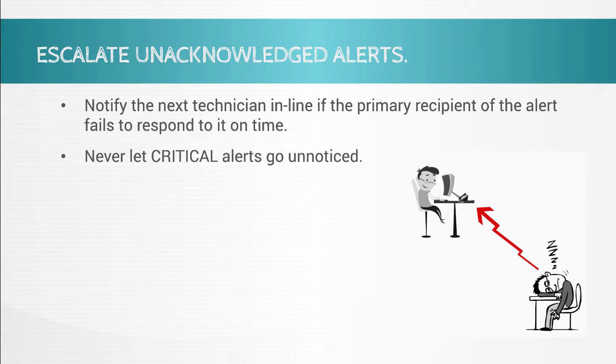To help you keep track of critical alerts, we have a feature called escalation policies where you can escalate the unacknowledged alerts to higher levels and respond to the alerts at the right time. So in escalation policies, you can notify a primary recipient first, and if they fail to respond to the alert, you can notify the next technician in line. You can add up to 5 levels of escalation so that you never miss critical alerts.